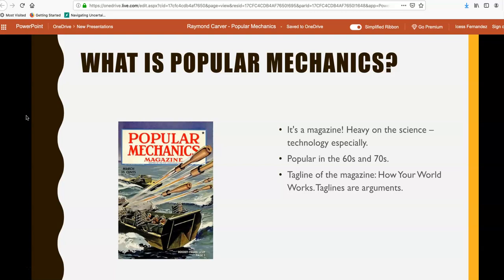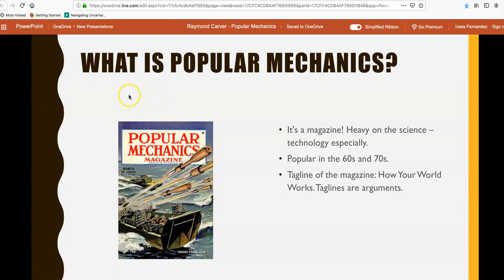It was super, super popular. It was all about science and technology. It's still technically around, but in another manifestation. I think it's just a website now. And the tagline of this magazine, as we all know, taglines are arguments. See how we remember that? How we come around to these lessons? The tagline of this magazine is How Your World Works.